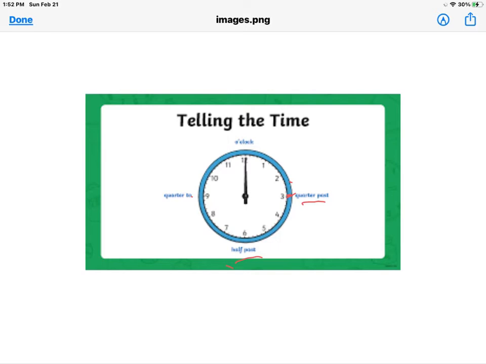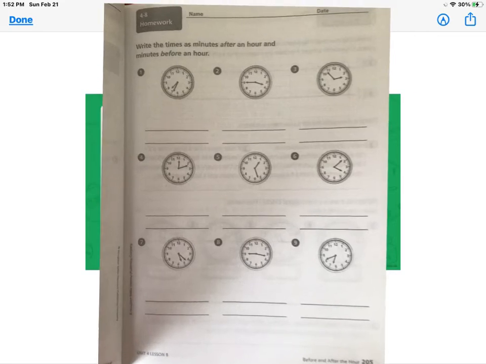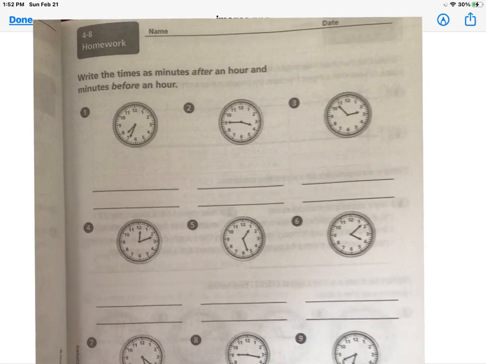It'll make better sense once we start doing it on the worksheet. But hopefully you watched the video and now you're ready to do 4-8. All right, so here we are on 4-8. We're going to zoom in a little bit. All right, just like the other day when I believe it was yesterday, we did our minutes before and minutes after. Okay, we're going to be doing that again.